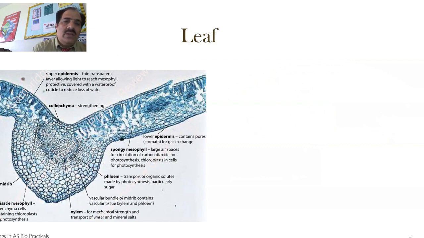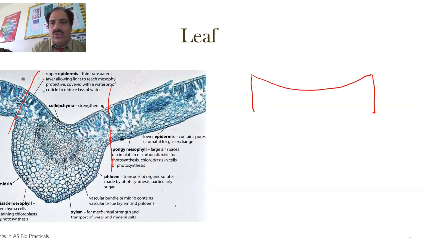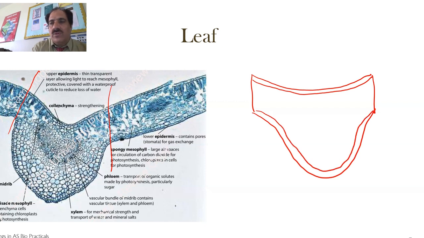Moving to the next part, this is the TS of a leaf, and for example, they tell us to make the plan diagram of this part only. So what shall I do? I'll make two lines, and these two lines have the upper epidermis in between, so each tissue is to be shown by two lines. Then there is the lower epidermis on this side. Try to make the lines as smooth as possible. I'm making it on the screen with the tip of the pen, so my hand is slightly shaky.